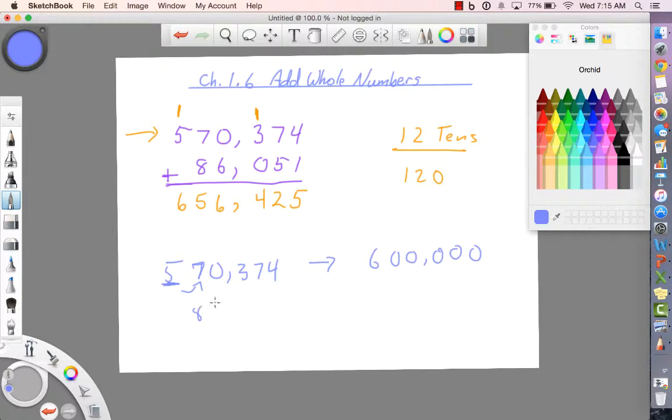Then we round the next number, 86,051, and we're going to do it exactly the same way. We come to the first place, which in this case is the 10,000s, and we look over here at the next number. So this 8 is either going to stay an 8 or become a 9, based on what this 6 does. Since the 6 is large, we're going to change that to a 9. So it ends up becoming 90,000, and then we can just add that. 69,000 is our answer.